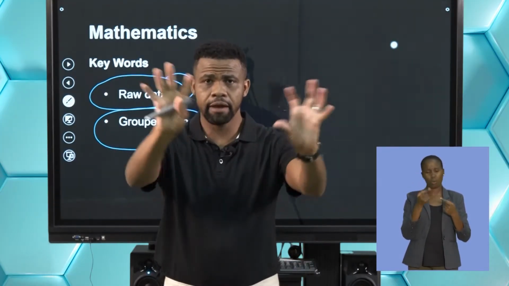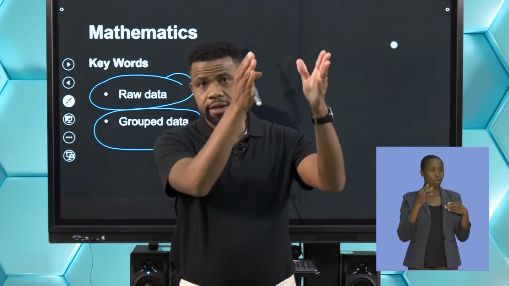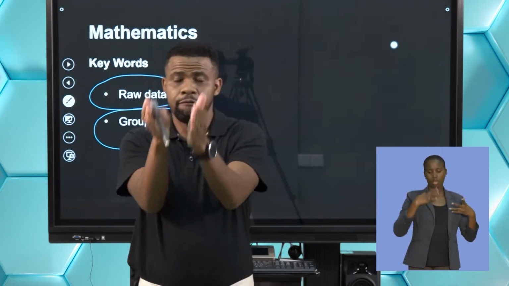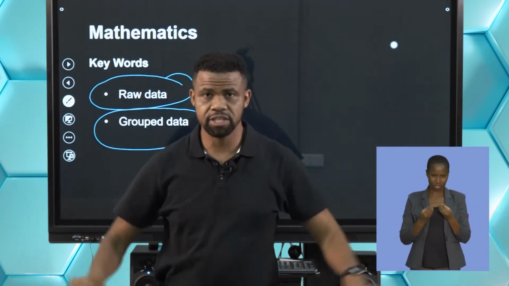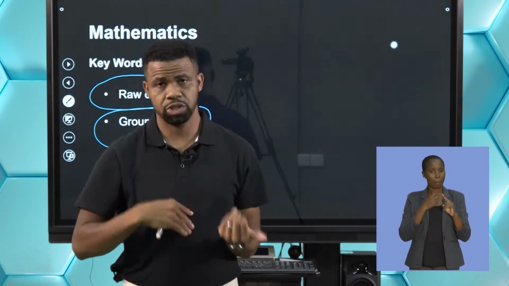So let's look at some of the keywords. Raw data, grouped data. So we know that raw data is given as 1, 2, 3, 4, 5 all the way, randomly. That's raw data. And grouped data is when we group data with intervals and frequency on the frequency table. Okay, that's grouped data. That's the difference between the two.